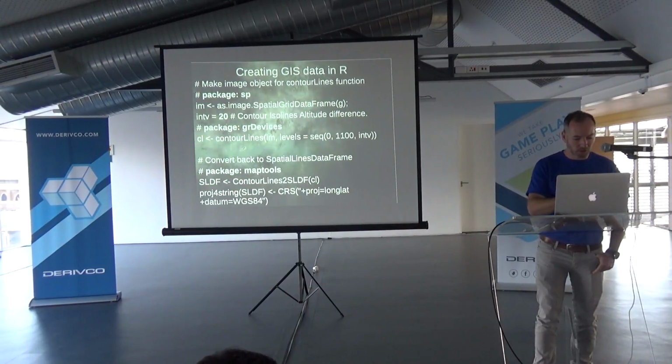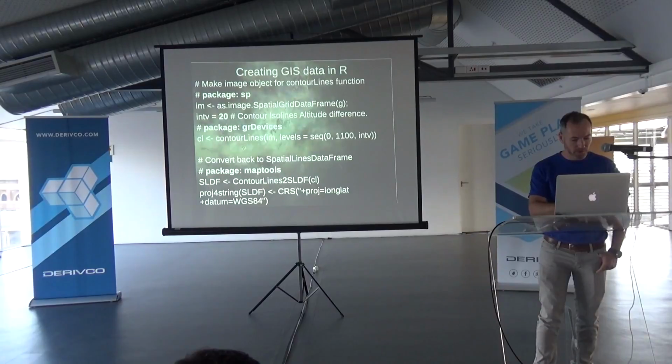And then I use the contourLines function. It is actually in the grDevices package, which is a base package. It's the algorithm that produces contour lines out of the image. So I just basically use that. And then out of maptools, I use the ContourLines2SLDF function, which converts the contour lines to a spatial lines data frame.